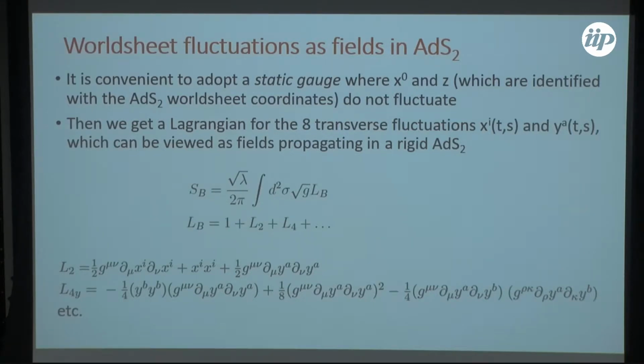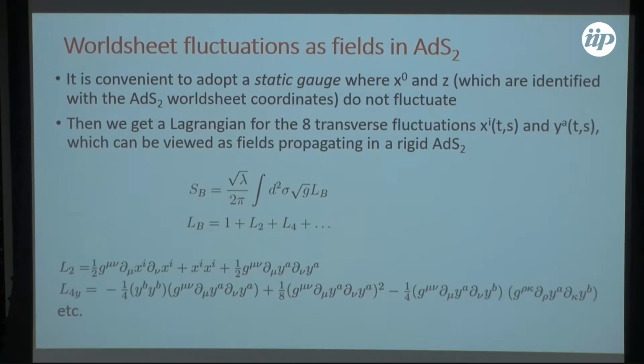So what we get, at least at the level of perturbative expansion, is some action for a collection of fields propagating in AdS2 that will interact in some way dictated by the Nambu-Goto action. I'm omitting all the fermions and just discussing the bosonic fields. These are the 8 bosonic fields. There are 3 x's and 5 y's. The x's are the fluctuations inside AdS5 and the y's inside S5. So this is the quadratic Lagrangian. These are 4-point interactions, and so on.